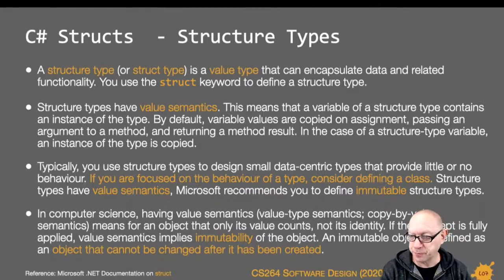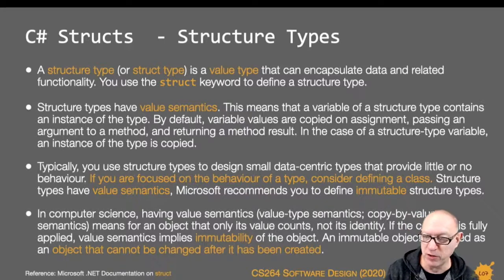So if you're focused on the behavior of the type, then consider defining a class. If you have no behavior at all, or very little behavior, then you can actually use a struct. Okay, and they behave very similar to classes, of course. So structure types have these value semantics, and Microsoft recommends that you define immutable structure types, so it can't be changed. So what's this value semantics thing?